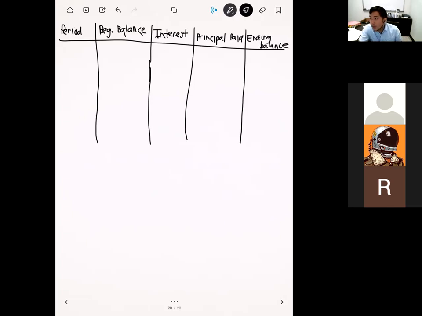And then finally, we have the ending balance. At the end of this period, or at the end of this month, after you made your payment, the ending balance is how much money you have left on the loan.